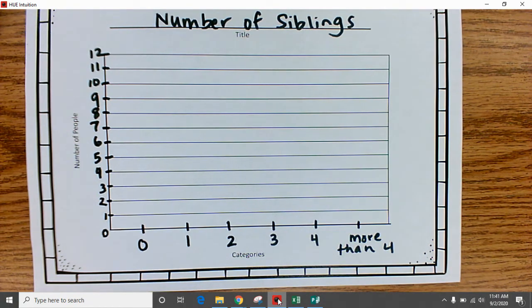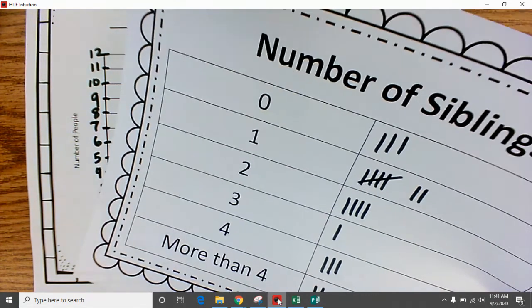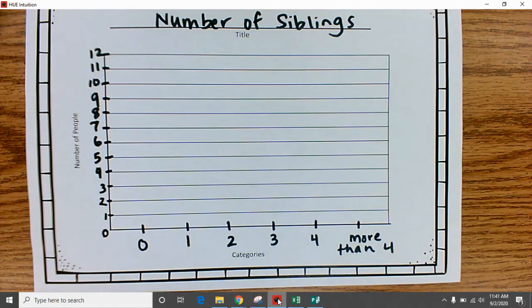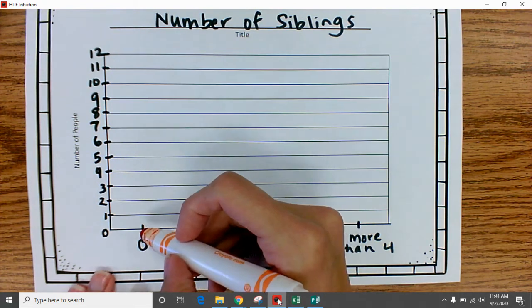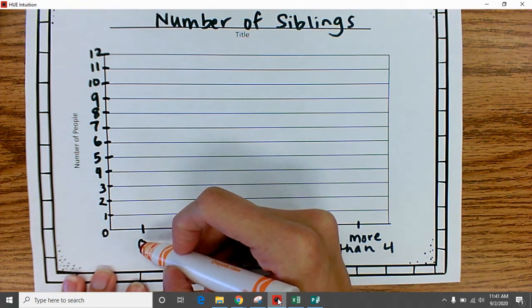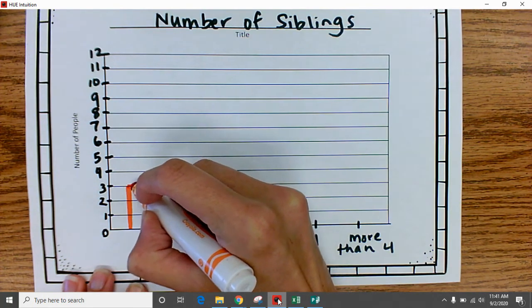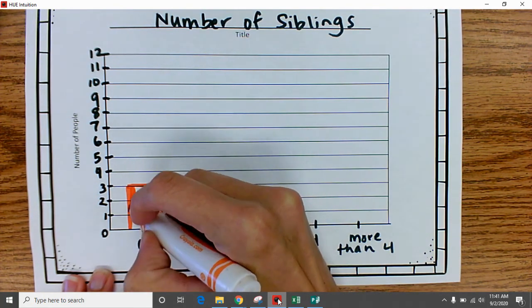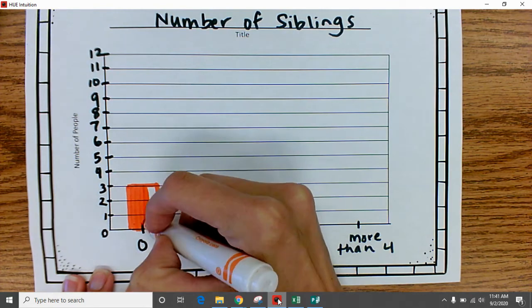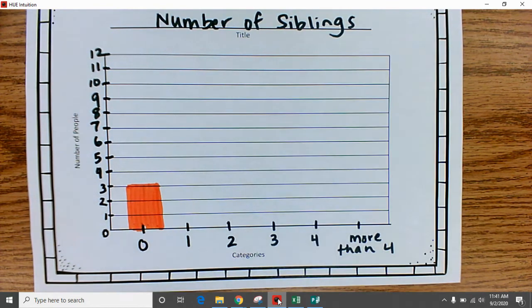So I'm going to have to look back at my frequency table. Okay, I can see that 3 people had 0 siblings. So I'm going to use orange to represent the number of people who had 0 siblings, 3. So I will draw a bar up to the number 3. And that shows me that 3 people had 0 siblings.